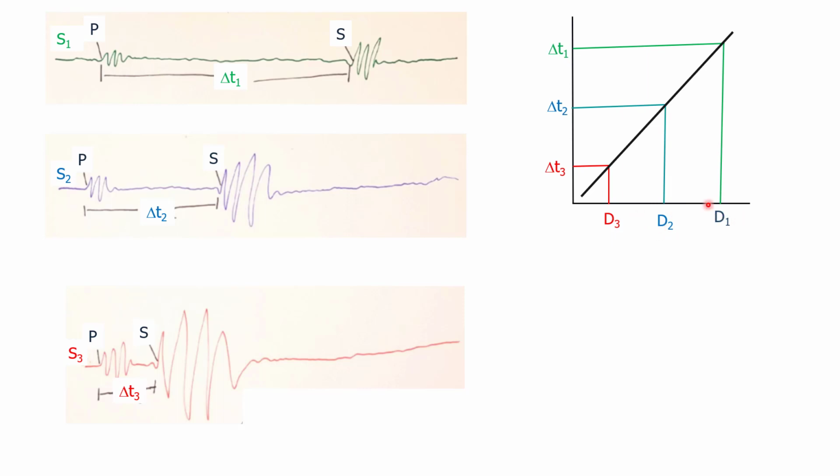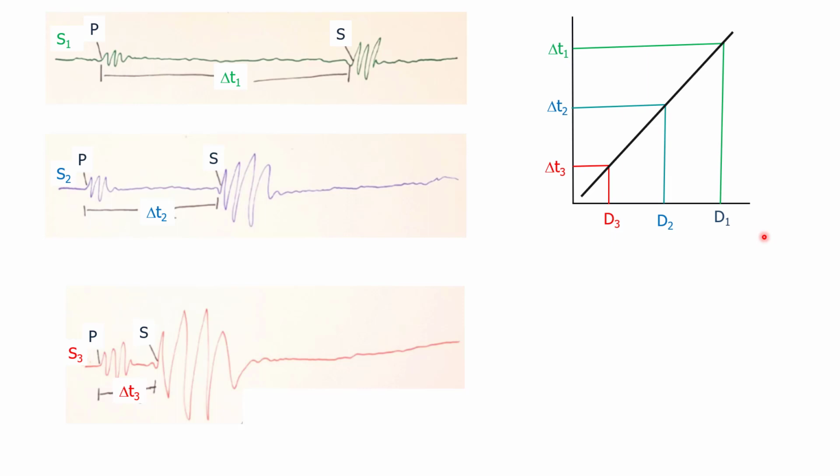That little d should be green. I forgot to change the color, by the way. Oh well. This delta T, come over, come down, that gives us a distance. And so now for each of these 3 seismic stations, I know how far they each are from the epicenter.